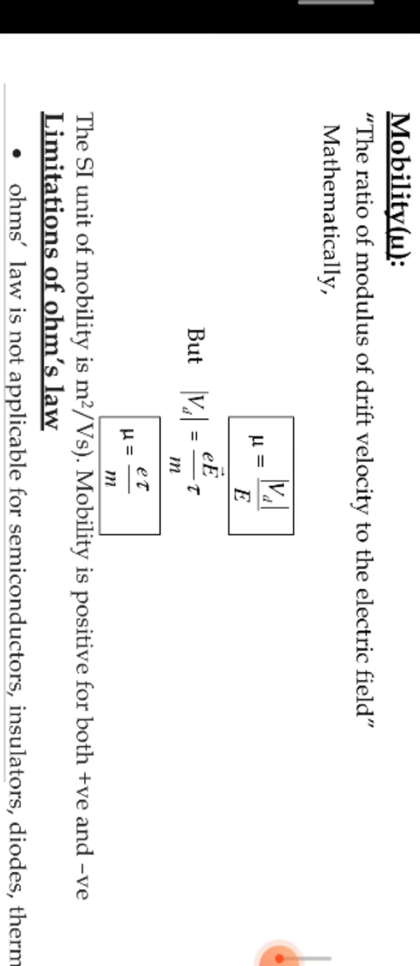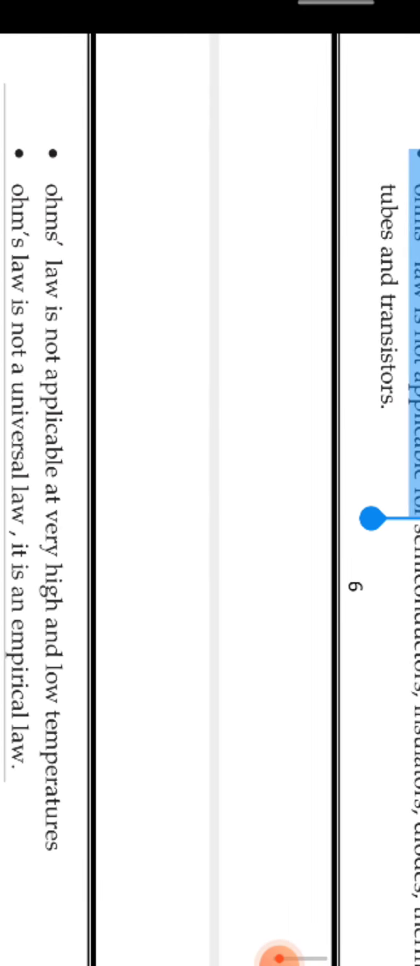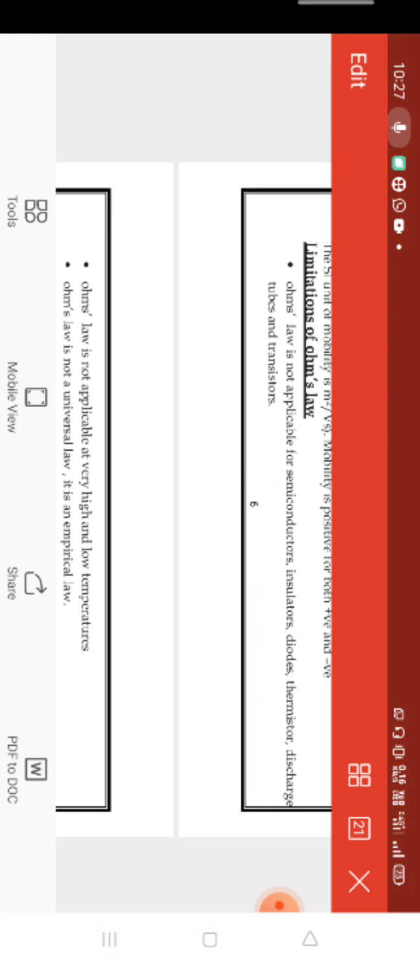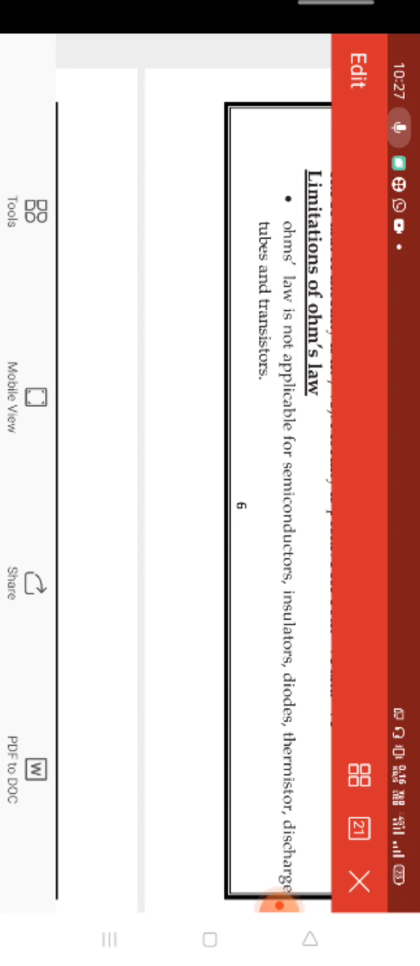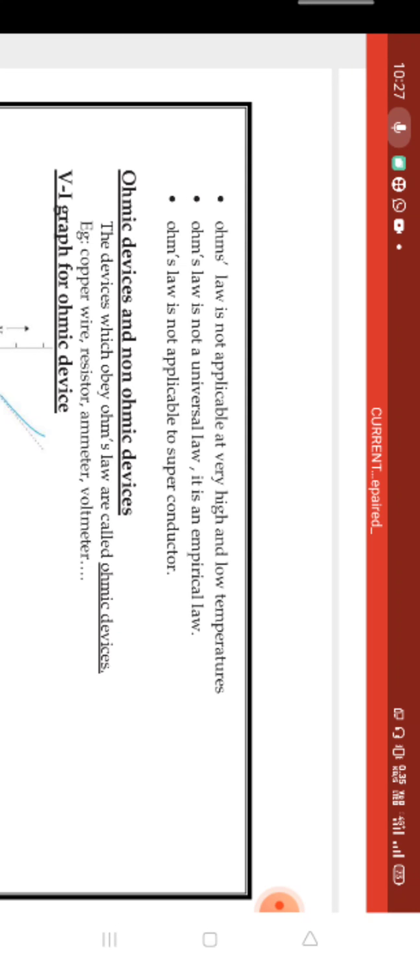Here, limitations of Ohm's law. What are the limitations of Ohm's law? Ohm's law is not applicable to semiconductors, insulators, diodes, thermistors, discharge tubes, and transistors. Whatever semiconductor materials or insulating materials are there, Ohm's law is not applicable for them. It is applicable only to good conductors.